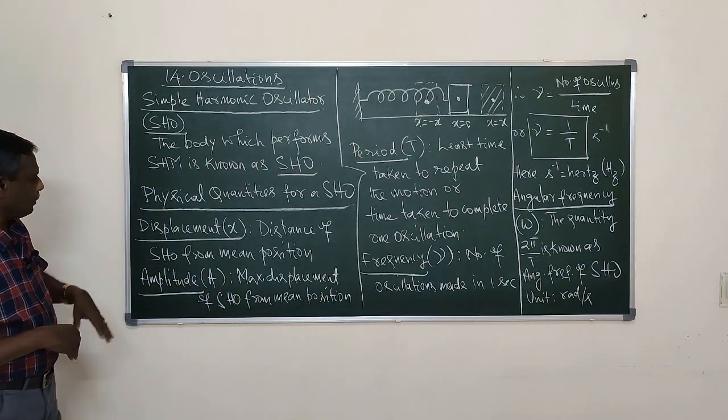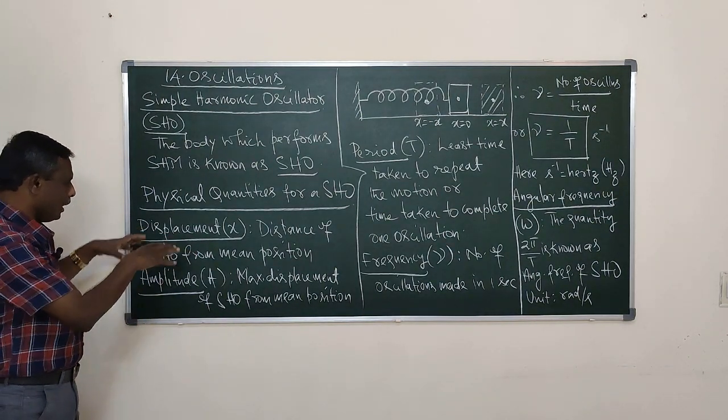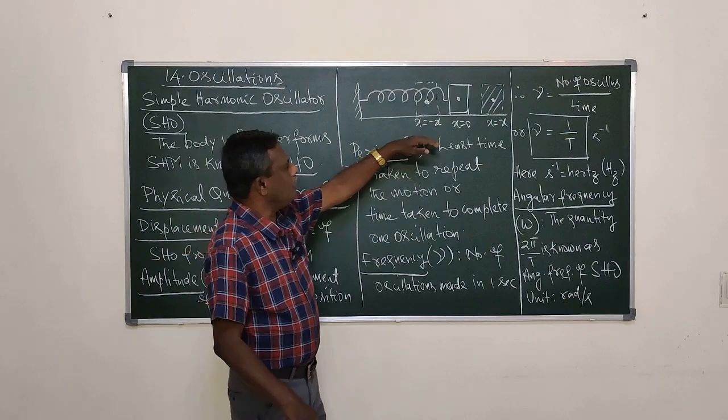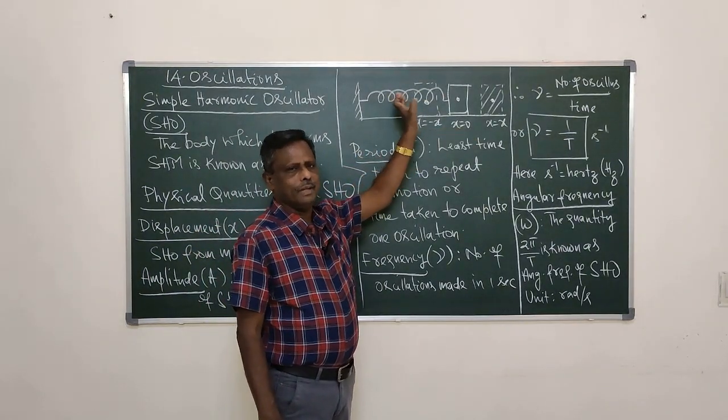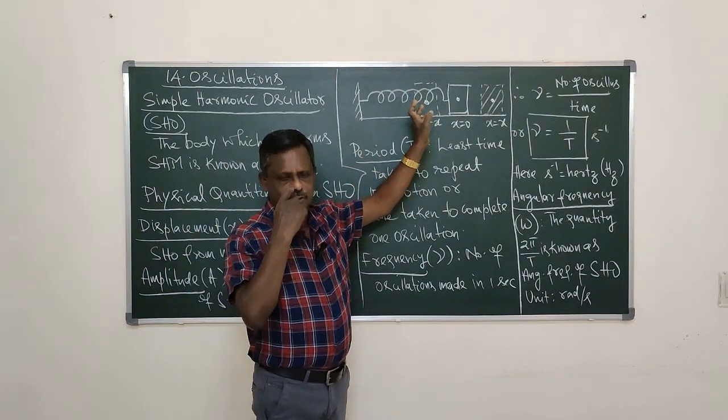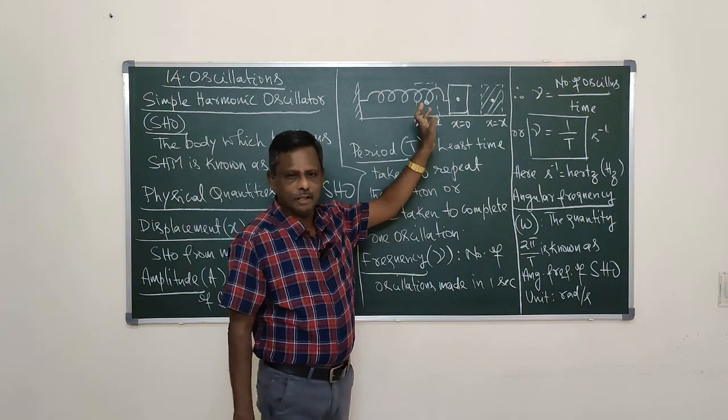The first quantity we define is known as displacement. But to understand this, we will take this example. I have taken an example here. This diagram is already familiar from chapter 6, work, energy and power. We have seen this diagram.